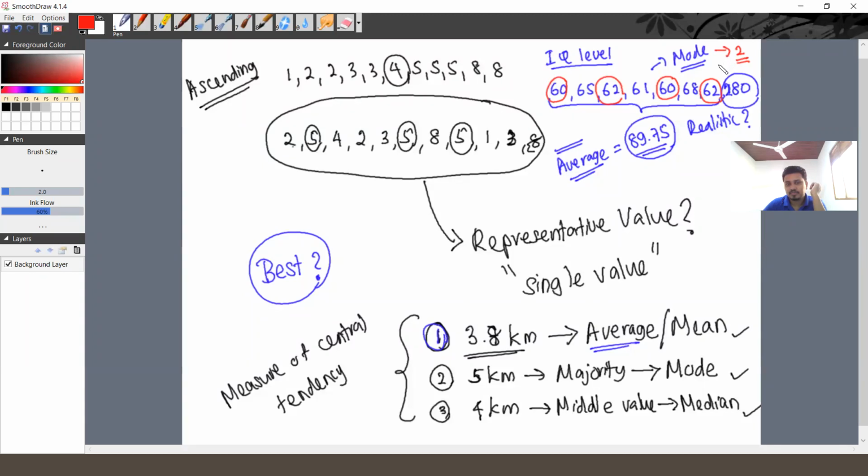So in this situation, referring to this particular data set, the mode may not be ideal. In this case, the ideal value will be represented using the median.